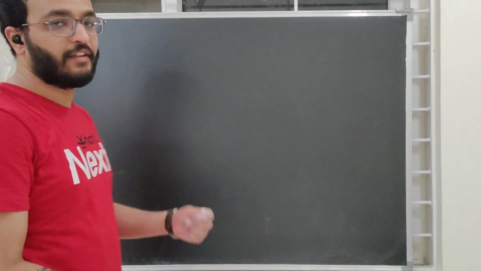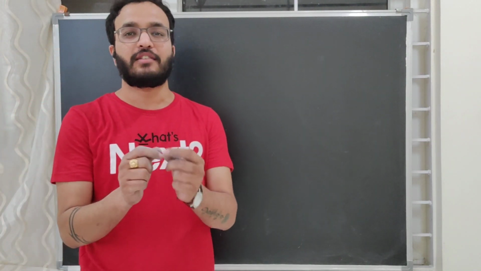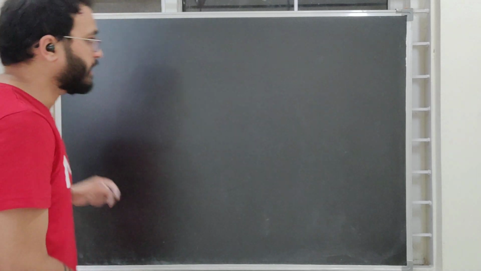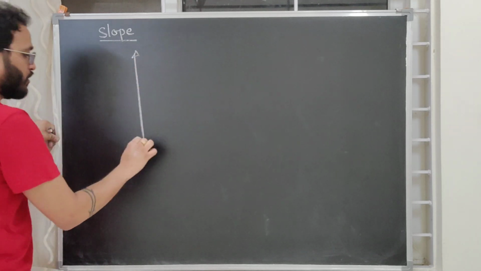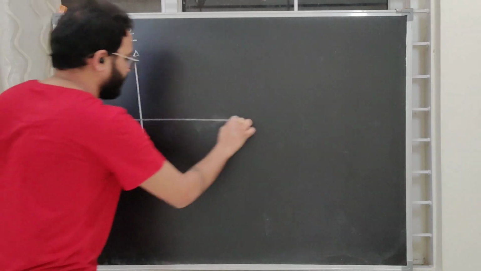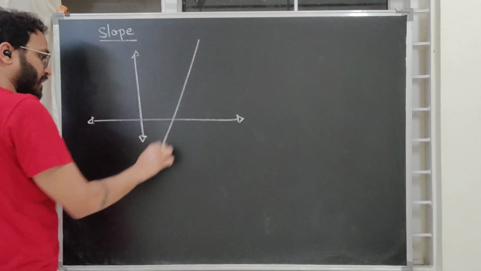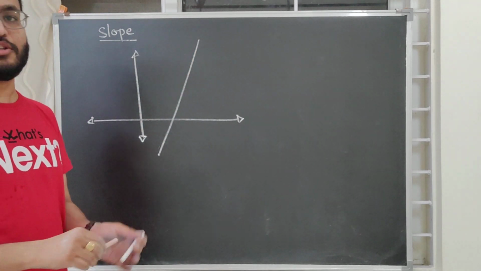Okay, to understand differentiation, first we need to understand a little bit about slope. Okay, so let's understand what is slope. Suppose I draw a straight line like this. Okay, now what is the slope of this line?